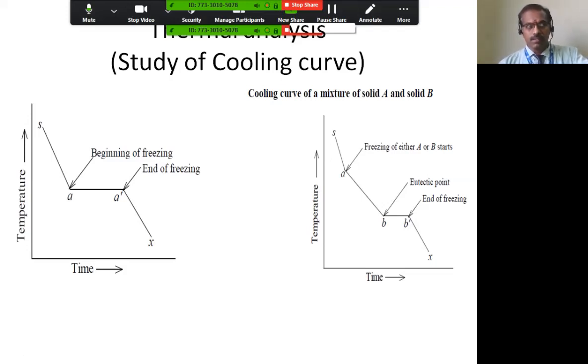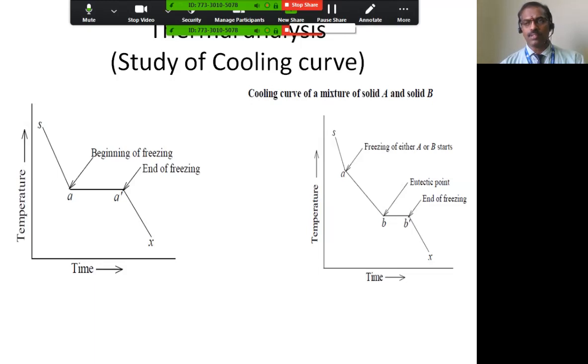So just tell me now, at point S, only the liquid state exists, correct or not? At point A, solid and liquid are in equilibrium. At A dash, what is that? Only the solid phase exists. Below A dash to X, only solid phase, and further cooling, no change. If it is a pure system, only one break point is there, that is the freezing point. Now I will take a second example, of an alloy system.